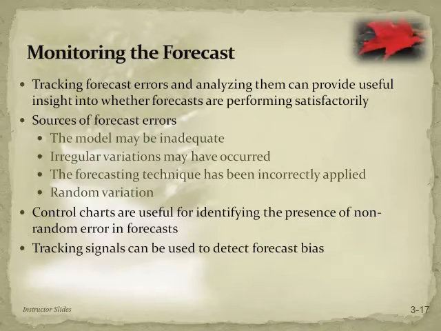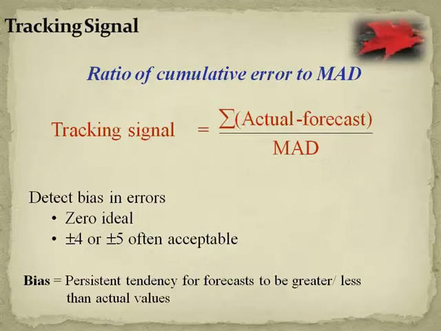One is control charts, and control charts is the major topic of chapter 10 in our textbook, and we'll reserve time for that when we get to that chapter. The other is tracking signals. Tracking signals is a very commonly used way of monitoring your forecast. The purpose of tracking signals is to detect whether you have a bias in your forecast. So let's see a little bit more about tracking signals.